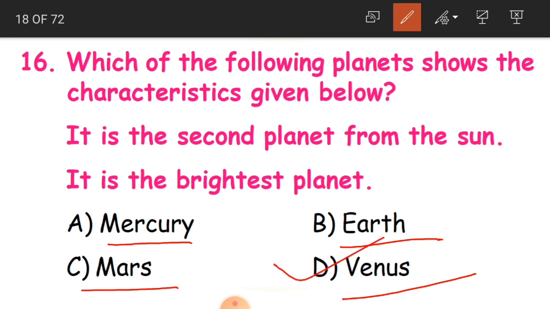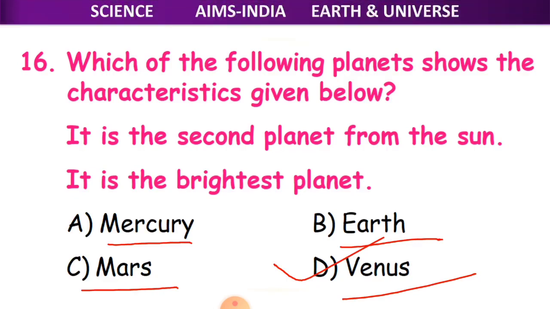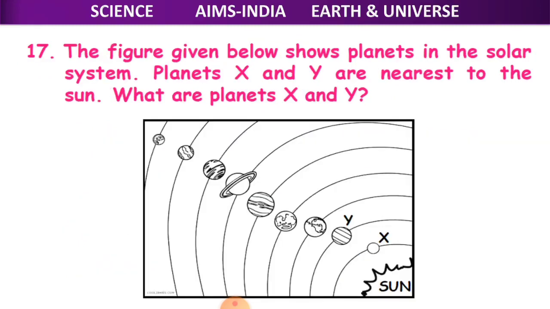This is the second one and it is also the brightest planet. We also call Venus the hottest planet. Now clear, children?